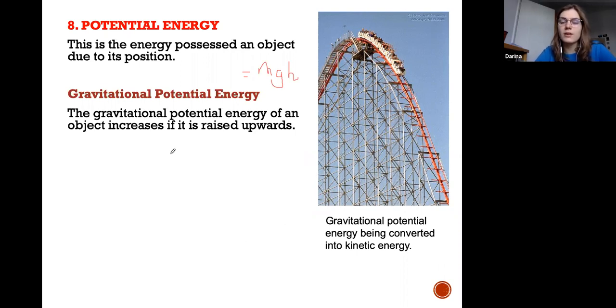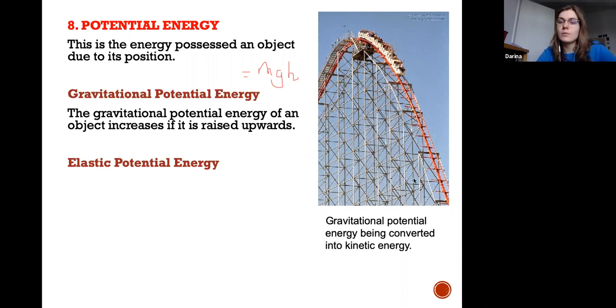Gravitational potential energy is very usually converted to kinetic energy. When you get to the top, you then accelerate downwards, getting quicker, and that is GPE going into KE. Perfect. So next we have elastic potential energy, which is another type of potential energy.